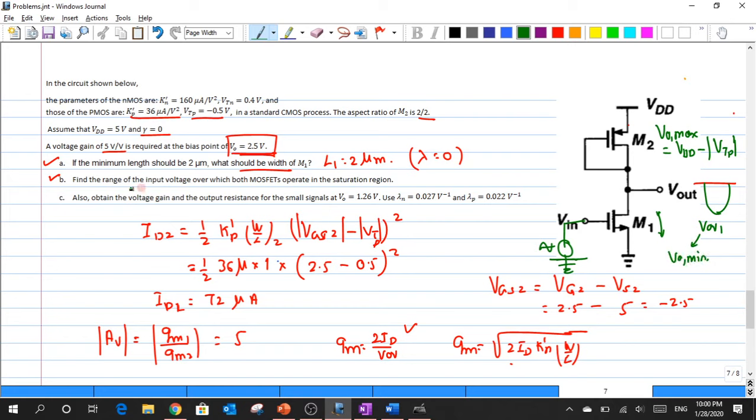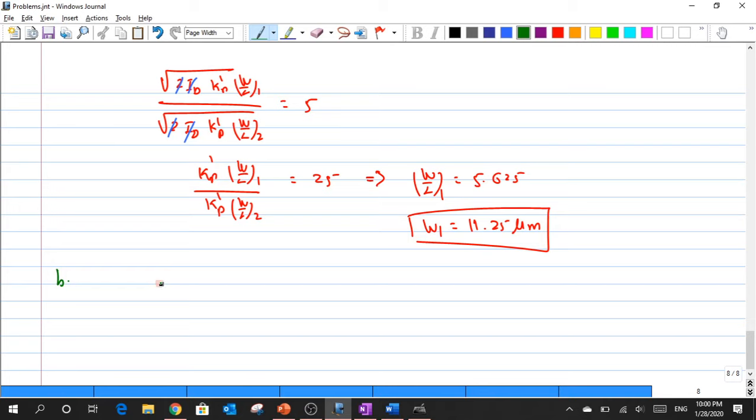So for the B question, my VO max was defined as VDD minus the threshold voltage of the PMOS device, and VDD was given as 3 and the VTP value is given as 0.5. So that leads to 2.5 volt as my VO max. Now let us try to evaluate the value of VO minimum, which is supposed to be equal to my VOV1. So how would we find this?